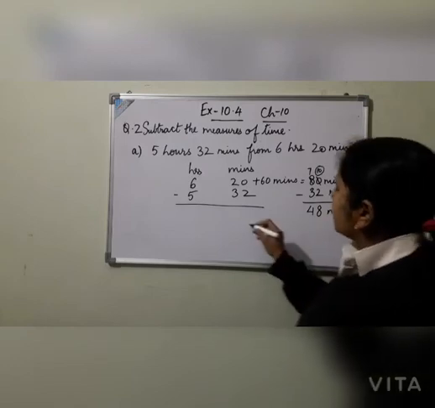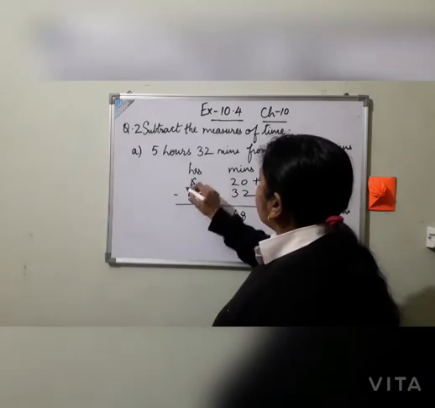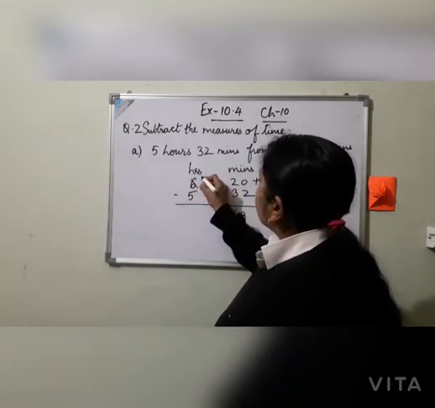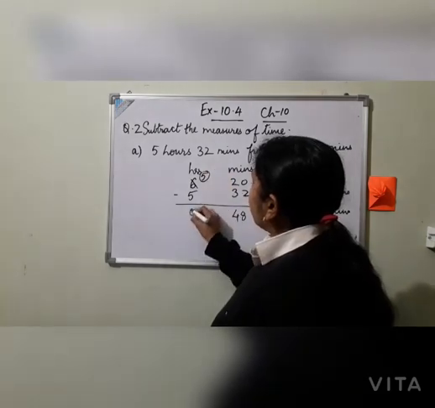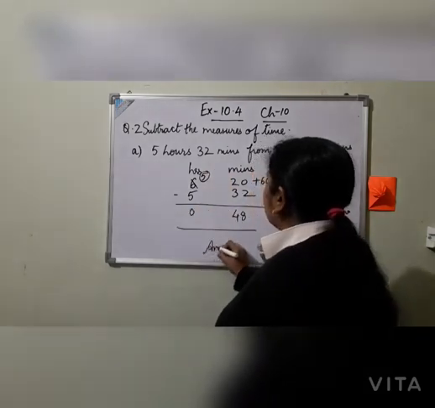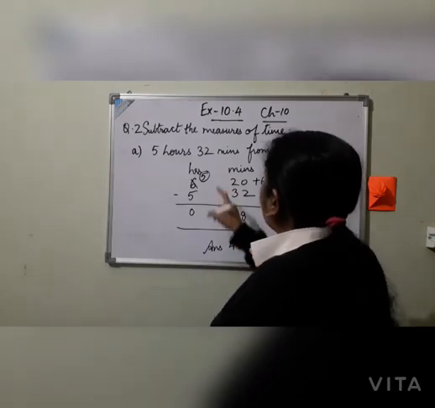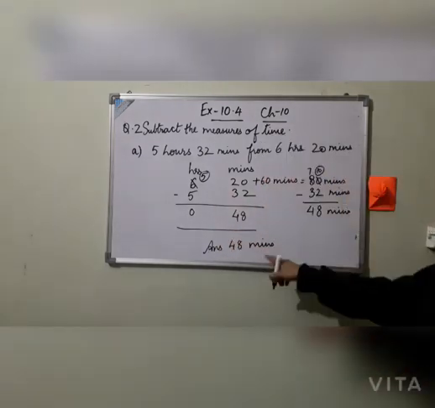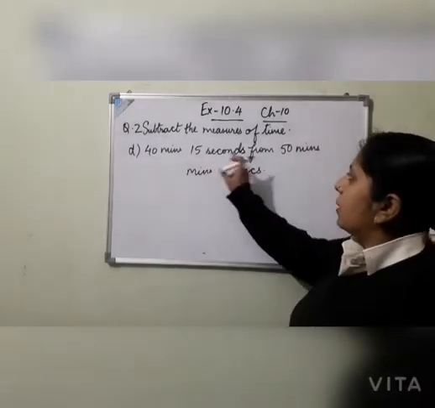So once we subtract 32 from 80 minutes, we get 48 minutes. And 1 hour has been borrowed for the minutes, so 6 will become 5 hours. 5 minus 5 is 0. So your answer here becomes 48 minutes only after deducting.